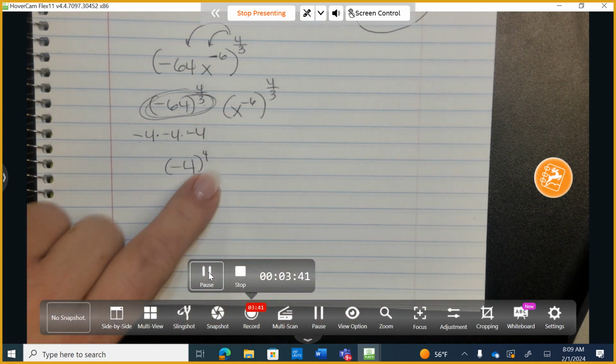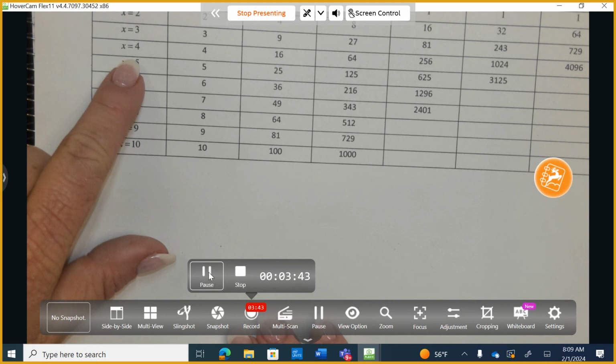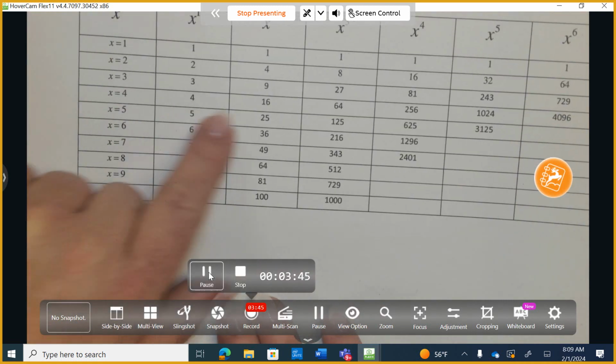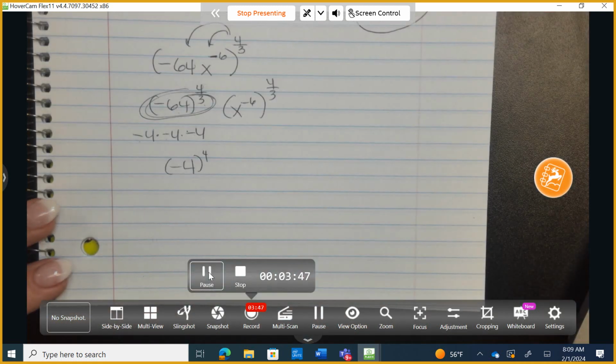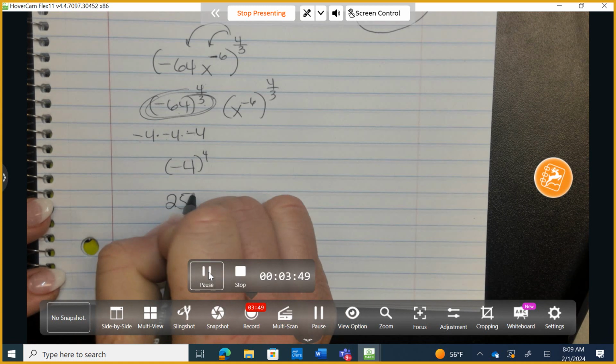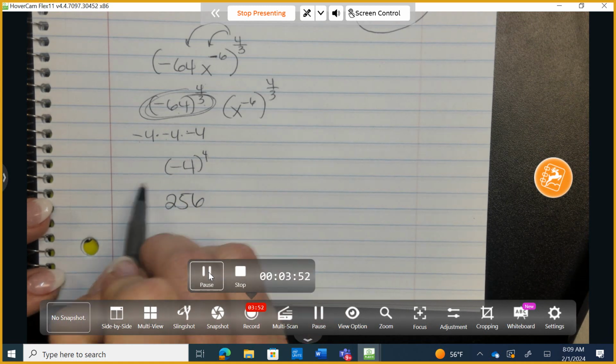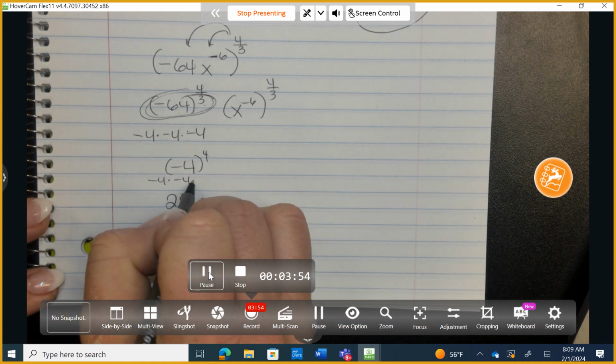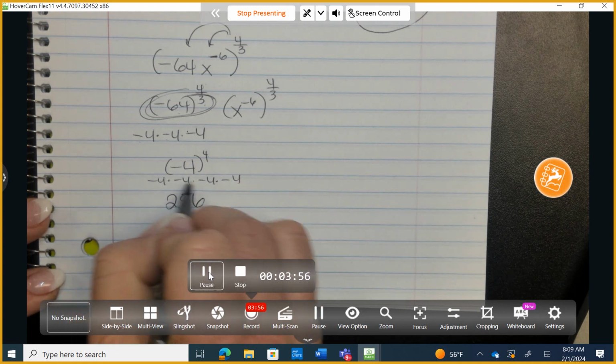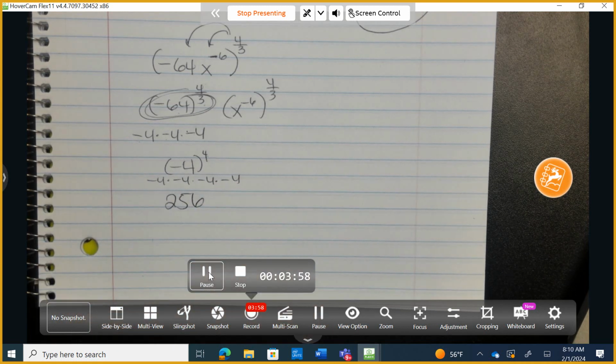Now we need to see what is negative 4 times itself 4 times. So I find 4, and this is 4 to the 1st, 2nd, 3rd, and 4th. So 256. I have an even number of negatives because, for those that are visual learners, you could expand this if you wanted. We have 4 negatives, and an even number, 4, of negatives results in a positive answer.